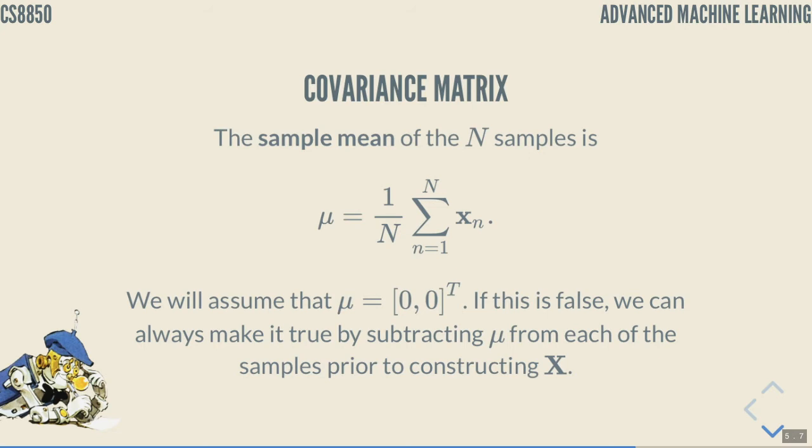To go to the covariance matrix, let's talk about the sample mean of all of those samples. The sample mean is nothing but an average of all of those rows. And we will assume for now that the sample mean is 0, because if this is false, we can always make it true by subtracting mu from each of the samples before constructing X.